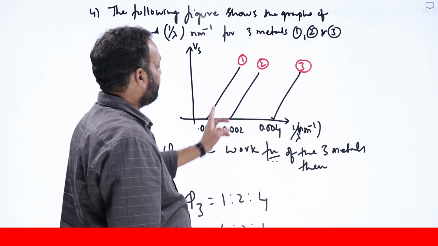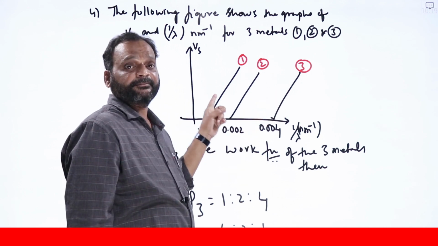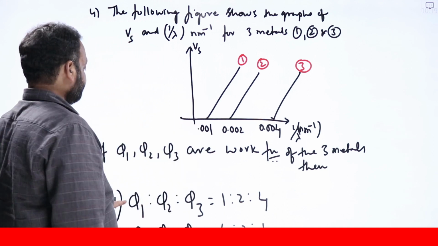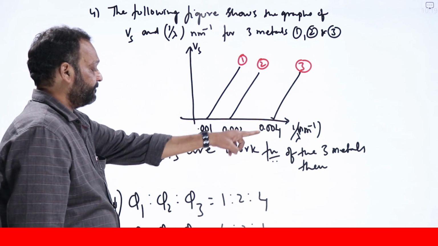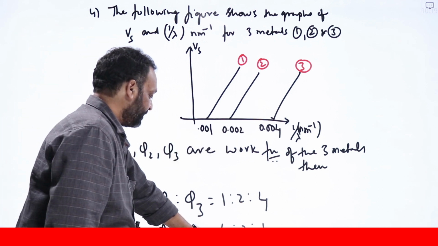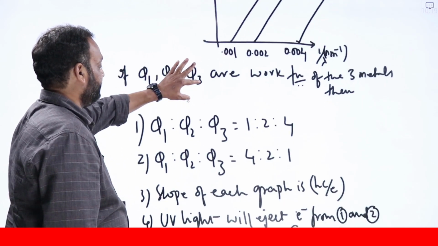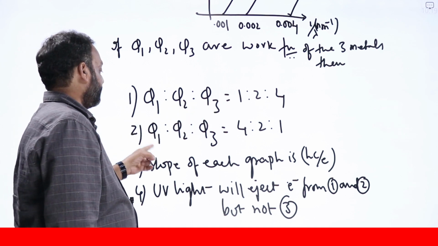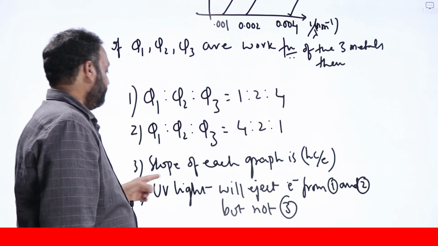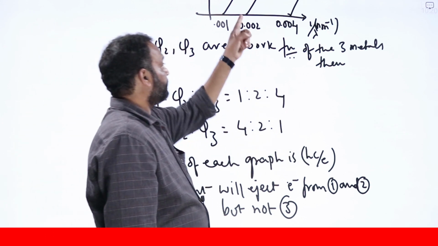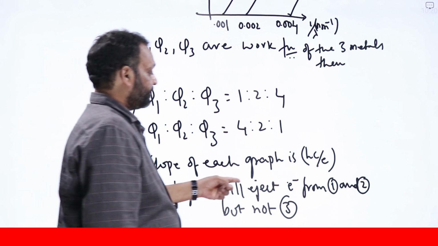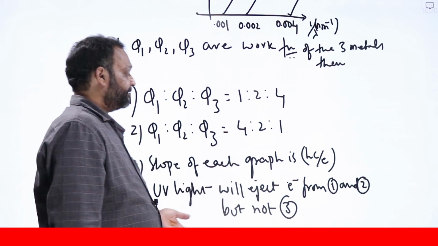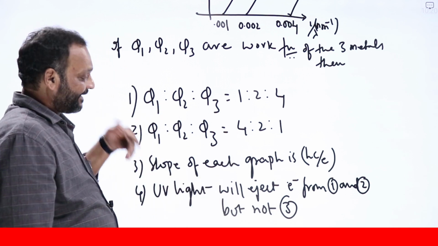One more thing to keep in mind: all three lines given are parallel to each other, so their slopes will be equal. If phi1, phi2, phi3 are the work functions of the three metals respectively, then the questions are asked. The options given are: the ratio of phi1, phi2, phi3 is 1:2:4, or phi1, phi2, phi3 is 4:2:1; the slope of each graph is hc by e; and UV light will eject electrons from metals 1 and 2, but not from metal 3. Which of these four options is correct? We have to see now.